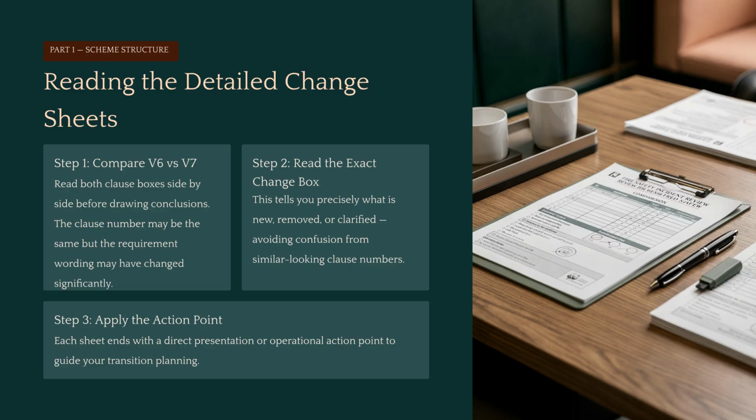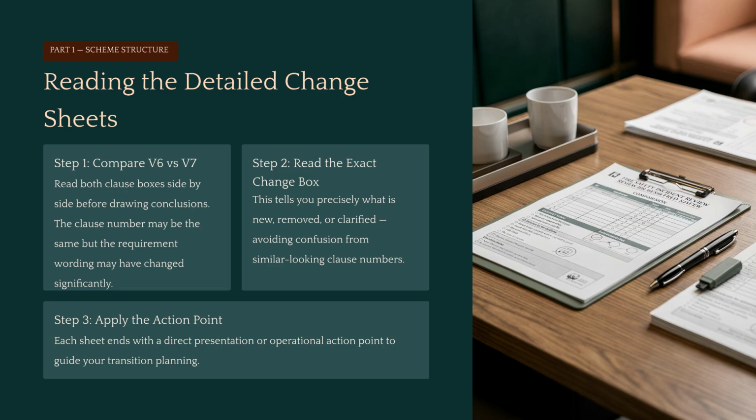To navigate the transition effectively, it is important to use the change sheets in a structured way. The first step is to compare the version 6 and version 7 clauses side by side. This is important because a clause number may remain the same, while the actual meaning, scope, or interpretation changes significantly. A quick scan is usually not enough. You need a disciplined comparison process.